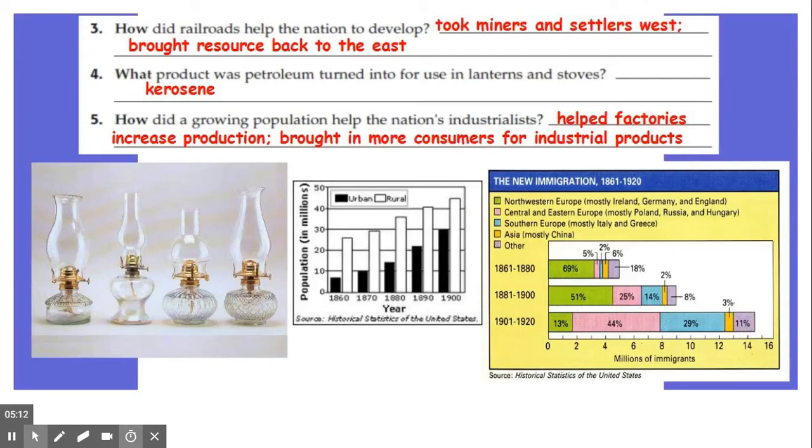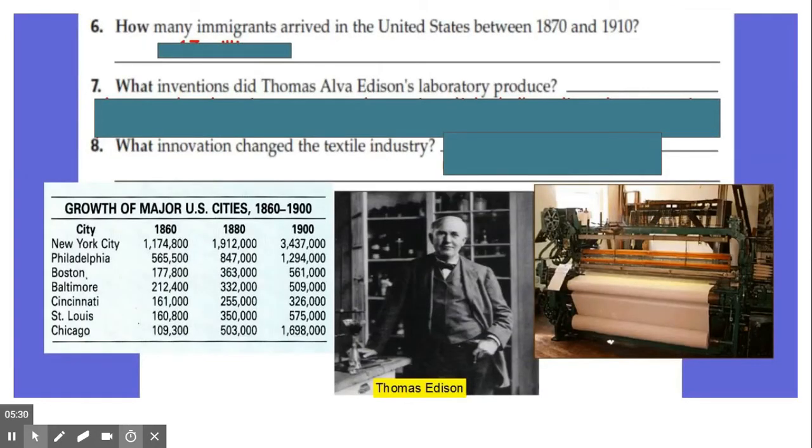Speaking of population, if you take a look at our chart here to the side, on the right hand side, you can see that we're getting a lot of immigrants coming into the United States, really from the 1870s into about 1910. And as a result of that, we're going to have a huge population boom. So, how many immigrants arrived in the United States between 1870 and 1910? Roughly 17 million people, which literally triples our population between 1860 and 1910.